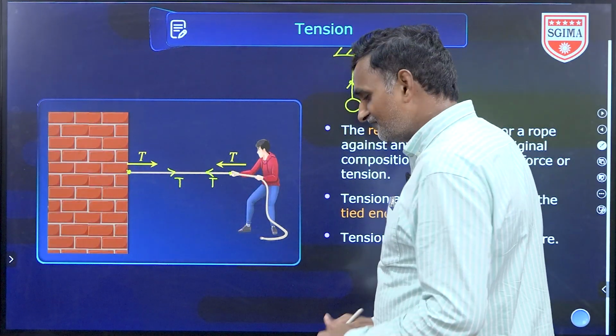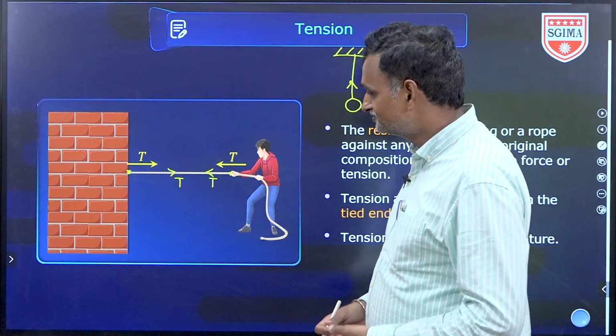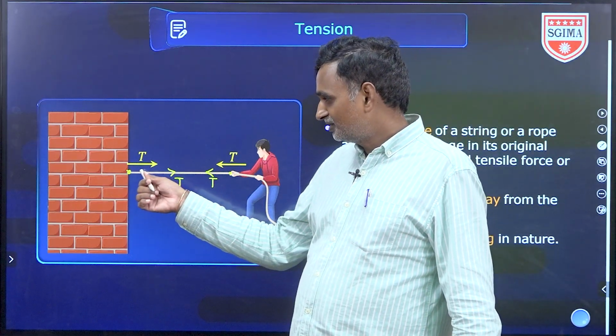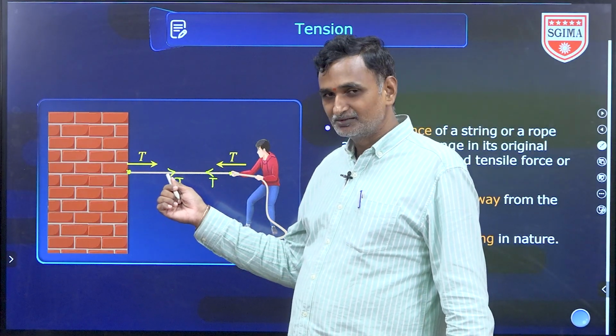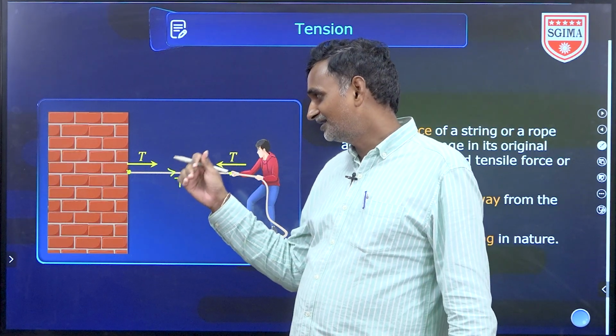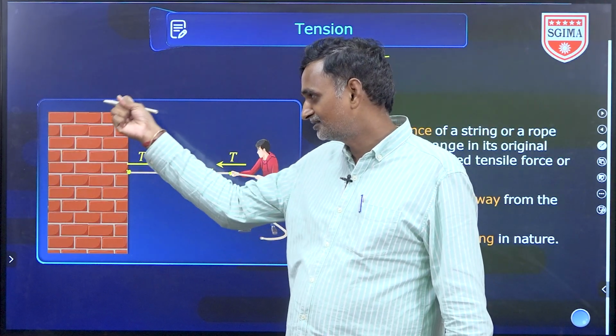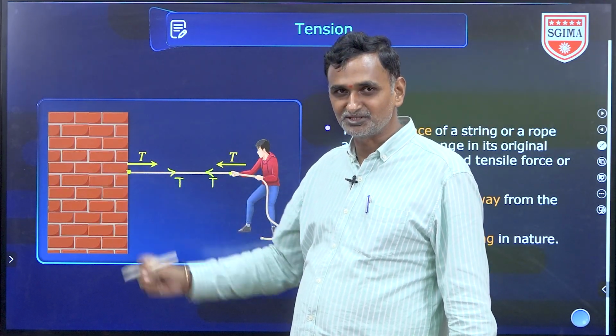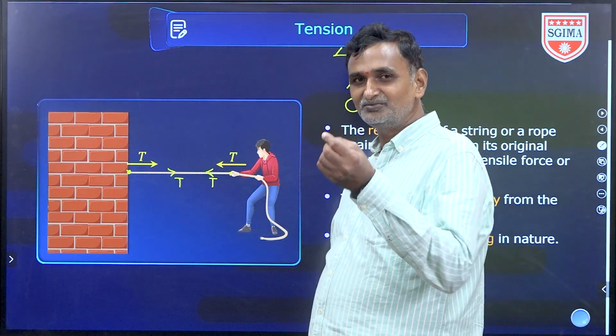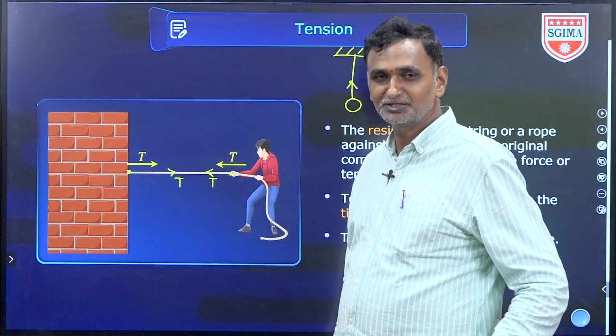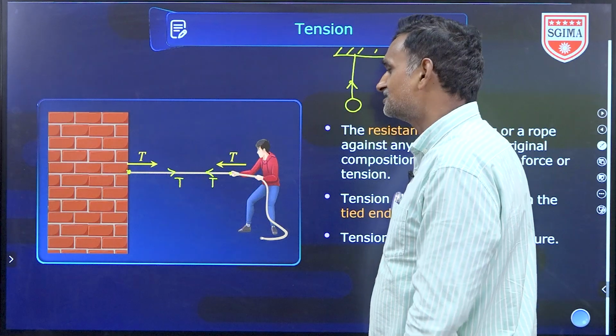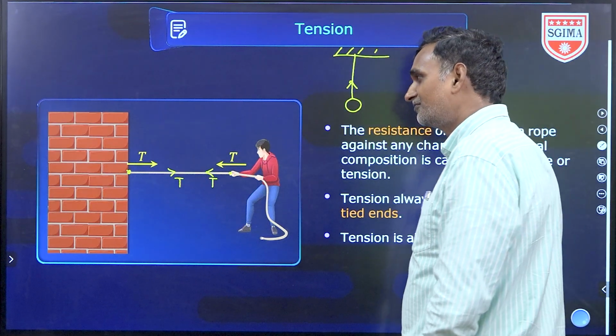Tension is also defined this way: the fundamental particles of the string exert attraction or repulsion force on the fundamental particles of the object, and the interaction between them results in the tension force. This is another way we can define tension force.